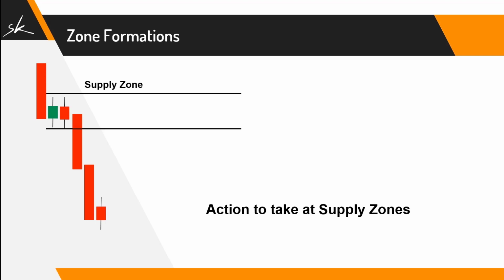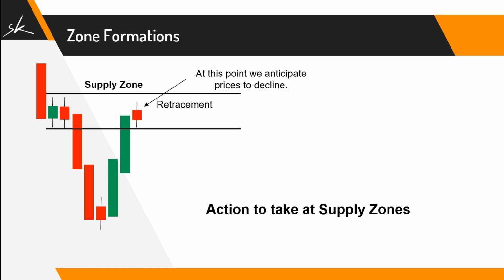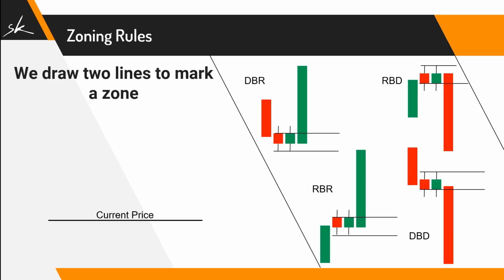Once we have identified a supply zone, we wait for the prices to return to the supply zone. This is also called retracement. At supply zone, we anticipate prices to drop. Therefore, our action will be to sell at retracement because we are expecting prices to move down from the supply zone. We draw two lines to mark a zone.